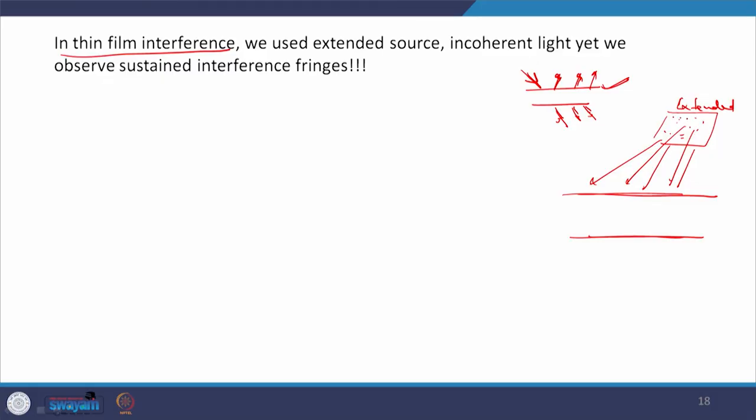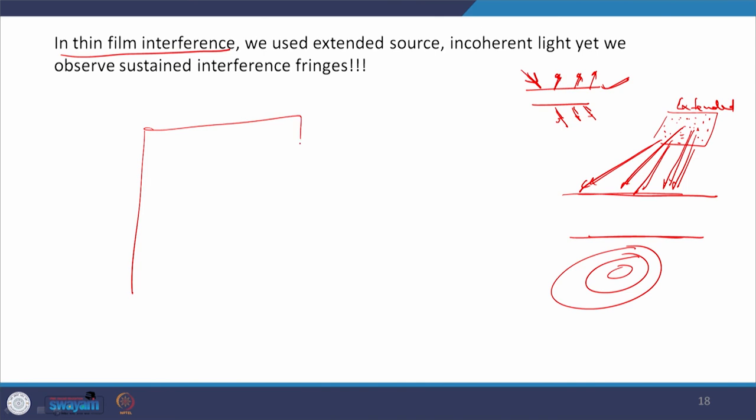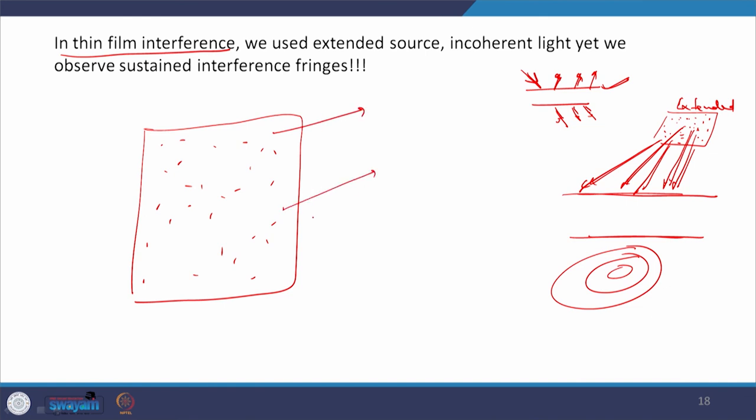But here, since the source is extended, we also saw that we get circular fringes, if you remember. But since the source is extended, these rays are coming from different point sources which constitute our extended source. The rays are coming from an extended source, a very wide broad source, which has infinitely many point sources that are totally uncorrelated with each other. Therefore, the ray coming from this source is totally uncorrelated with the rays coming from this source and that source; they all are mutually incoherent.